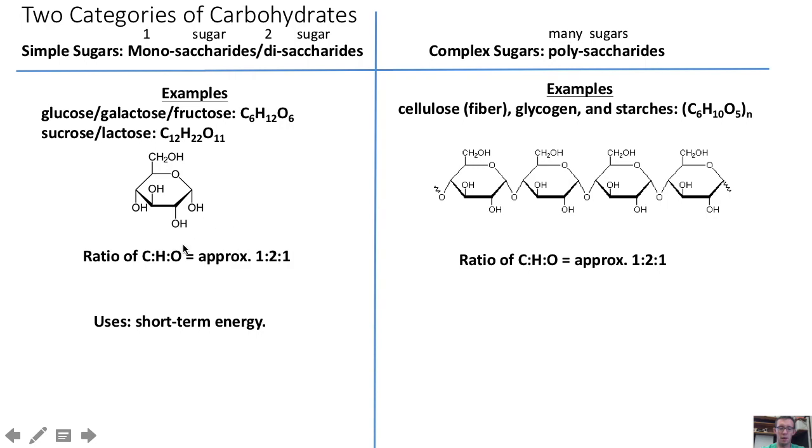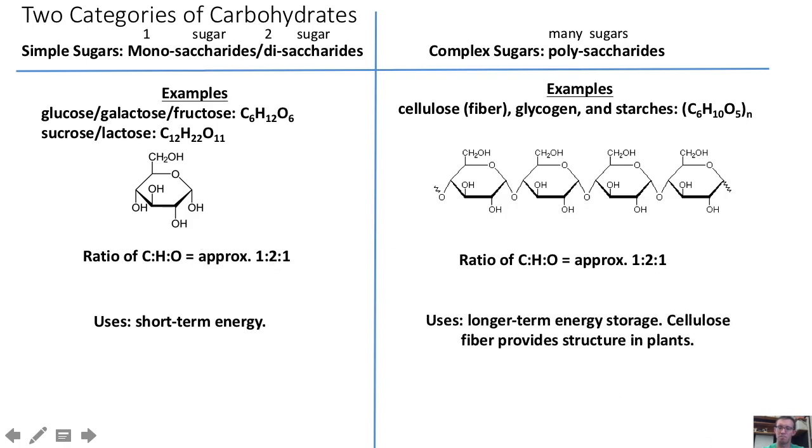Now, simple carbs are great for short-term energy. Break apart these bonds, reform them into something more stable. You can recharge some ATP with it. Whereas more complex sugars get used for longer-term energy storage. So for instance, glycogen in humans, same with starch in plants.